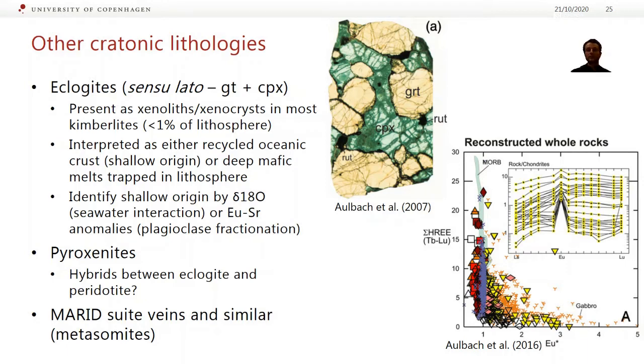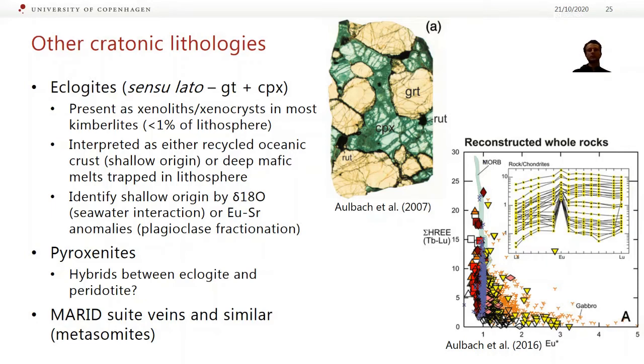The other way we can do this is europium and strontium anomalies, and this tells you that plagioclase fractionation has occurred. It's a little bit contested, but in general, obviously this plagioclase fractionation can't happen at the depths that we find them now because there's no plagioclase. It's all garnet and CPX.